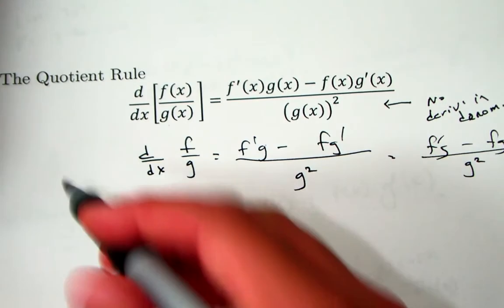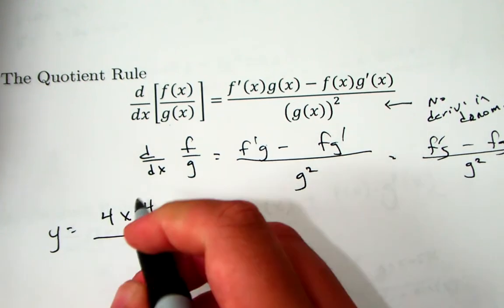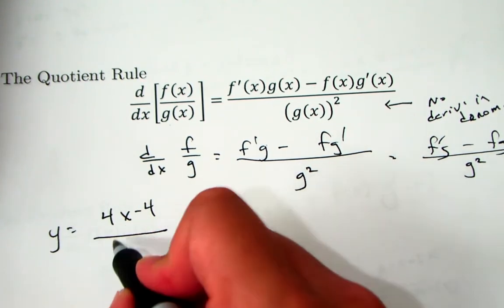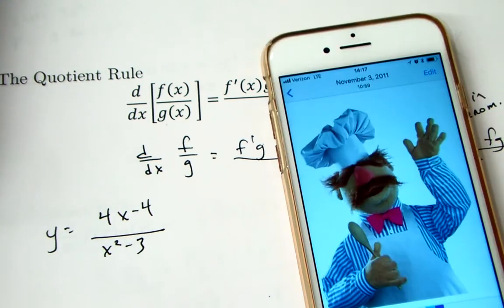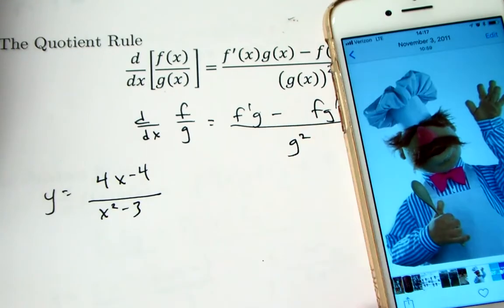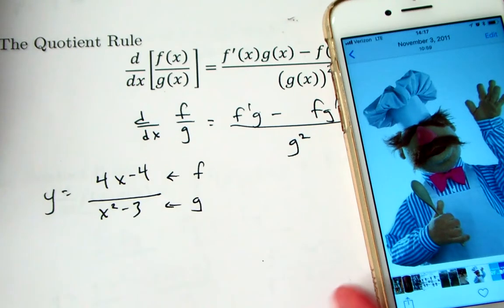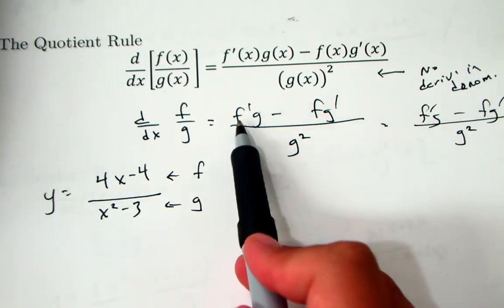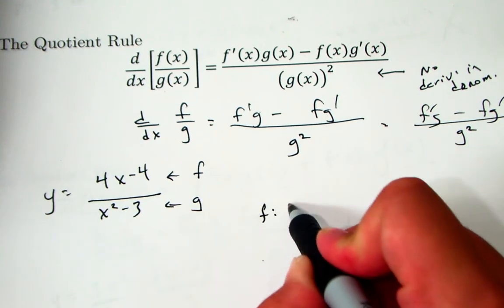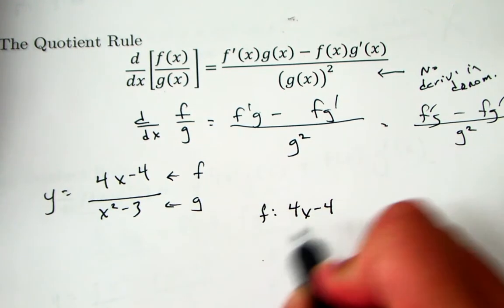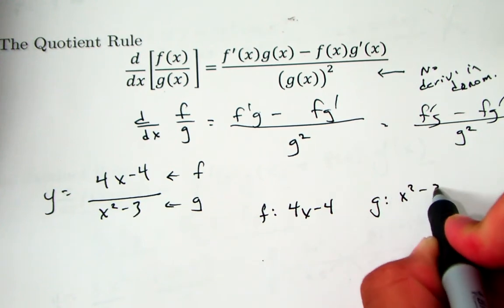So let's take a look at this problem again, this time without the accompaniment of the goofy video. The original function is y equals 4x minus 4 over x squared minus 3. Once again, we're going to list out our ingredients. This is the function I'm calling f, and this is the function I'm calling g. The recipe here says I need 4 parts: f prime, g, f, and g prime. So I'm going to list everything out here. Plain old f is 4x minus 4. Plain old g is x squared minus 3.